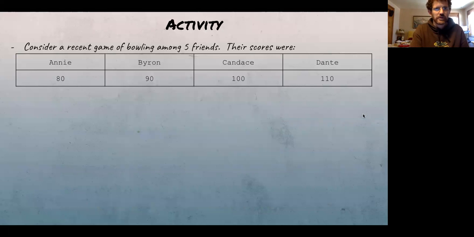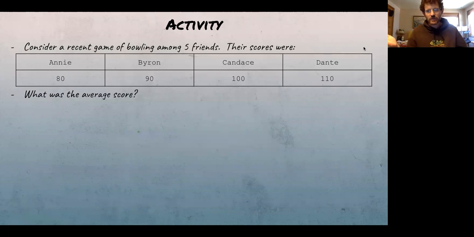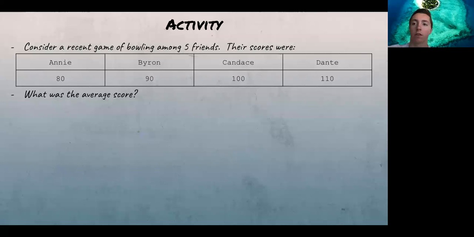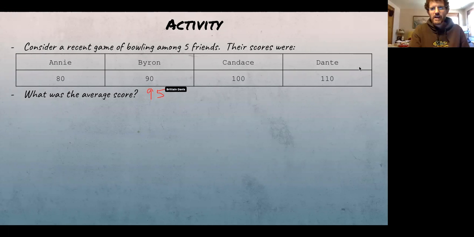This is what we're going to start with. Oh, I forgot to change that. It should be 4 friends, because there are only 4 people here. They went bowling, and here are their scores. What was the average score? It's 95. So the average score is 95.